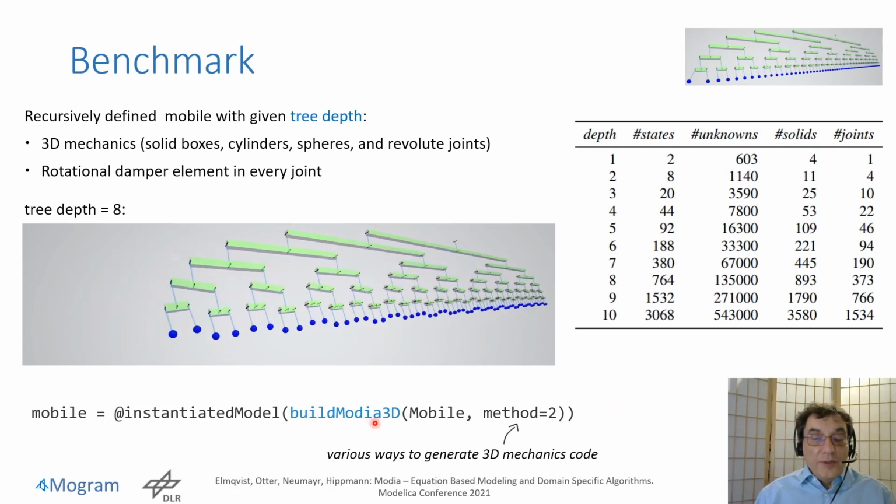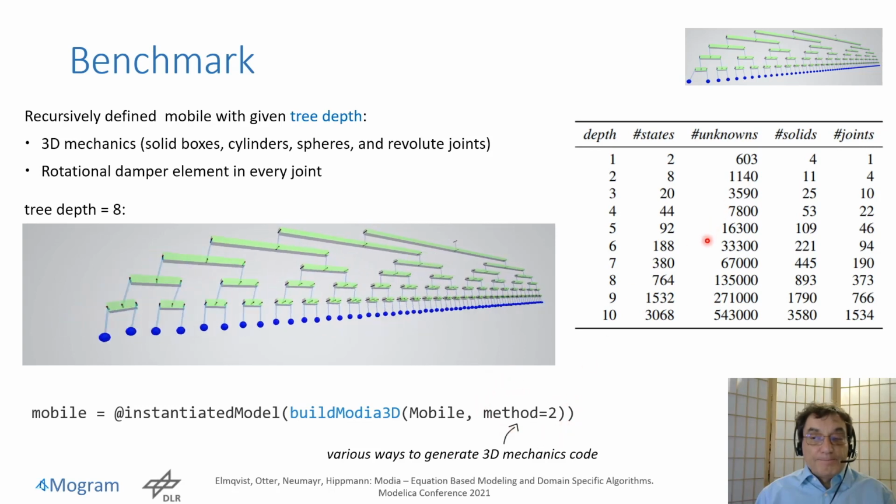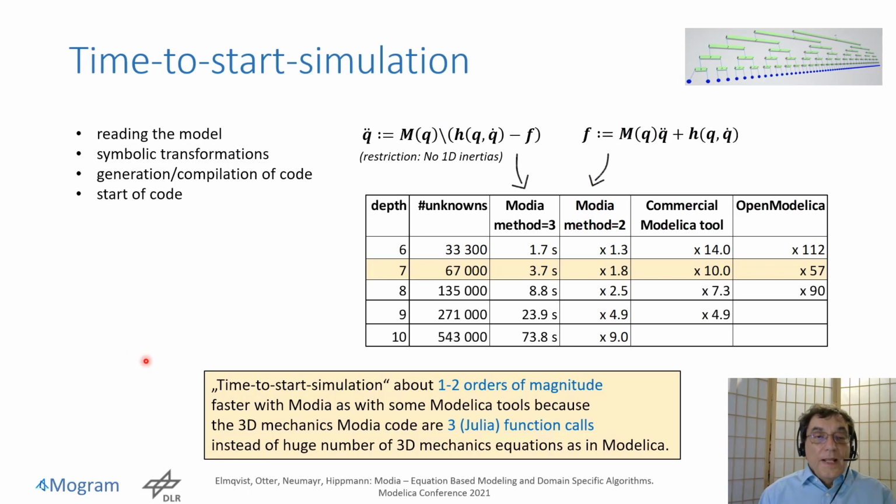When you call build Modia 3D, you can define in which way the code is generated for the 3D mechanics part. Time to start simulation means to read the model, perform symbolic transformations, generate and compile the code, and start the code. We compared Modia with two commercial Modelica tools. Here we just show the better of the numbers from the Modelica tools and Open Modelica.